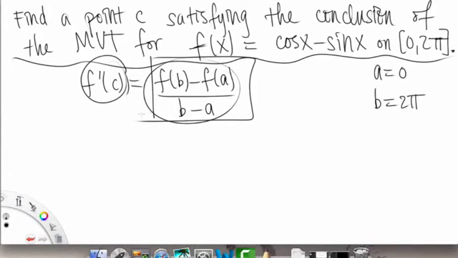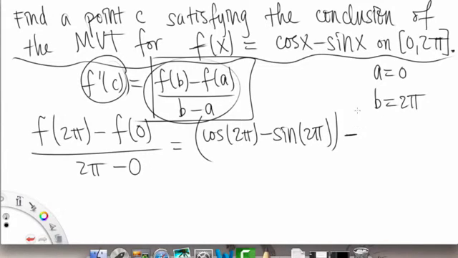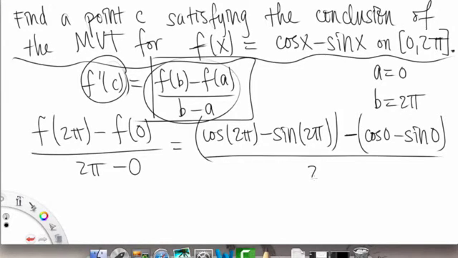So let's solve for the right-hand side first. What we're going to want is f of b, which is now 2 pi, minus f of 0, and then all over 2 pi minus 0. Okay, so let's solve for this. So f of 2 pi is going to be cosine 2 pi minus sine of 2 pi. That's our f of 2 pi part. And then we're going to subtract when we plug in 0 instead, so cosine 0 minus sine 0. And this is all over 2 pi minus 0, so that's just 2 pi.